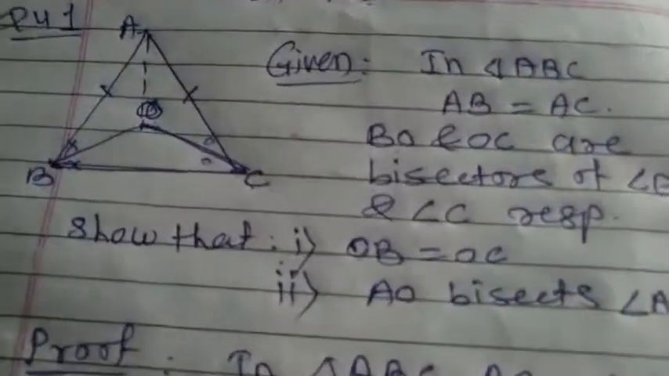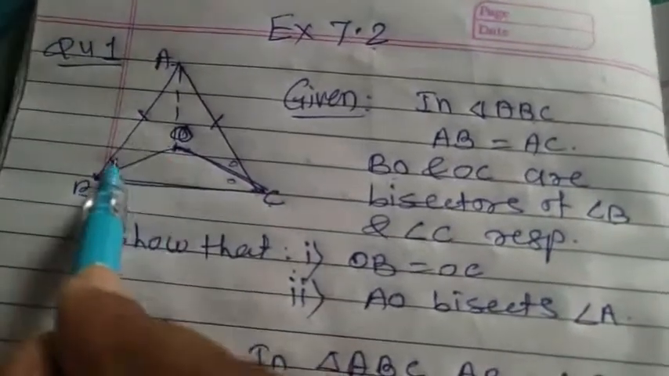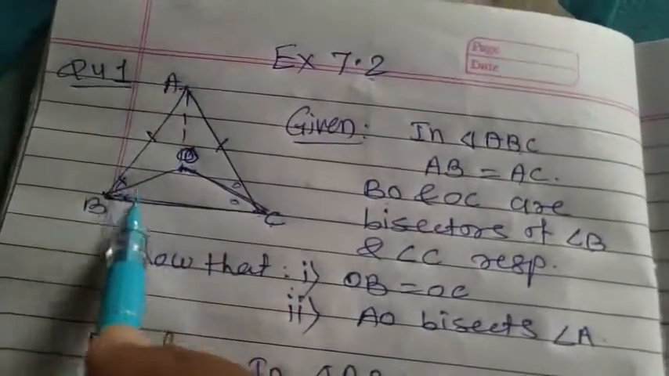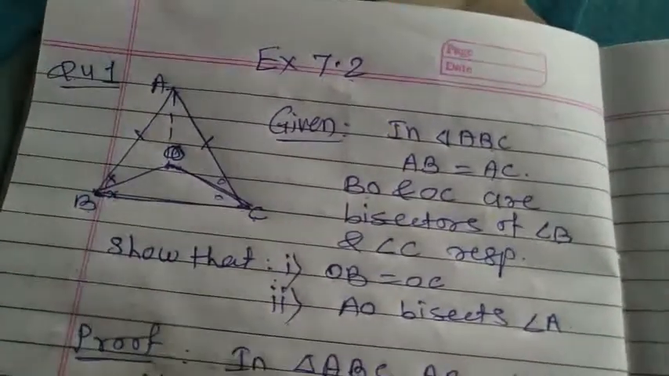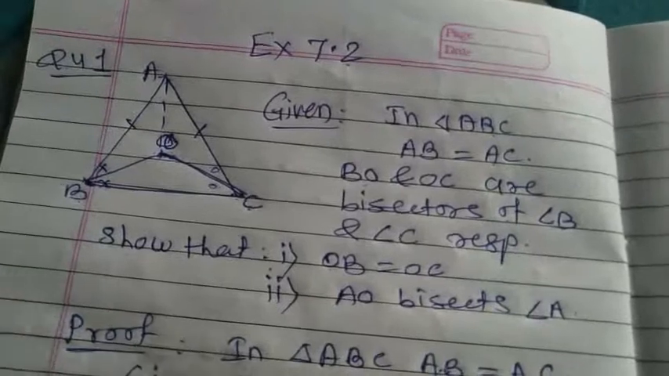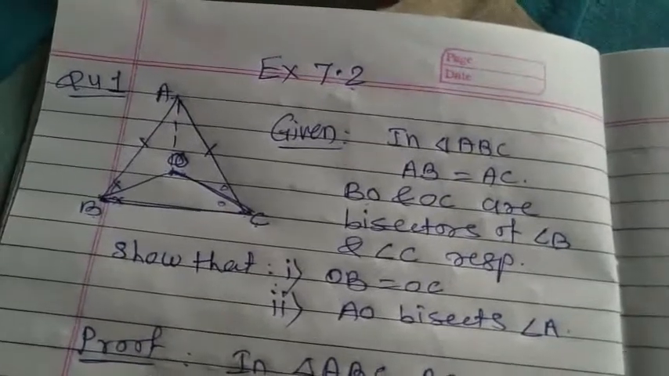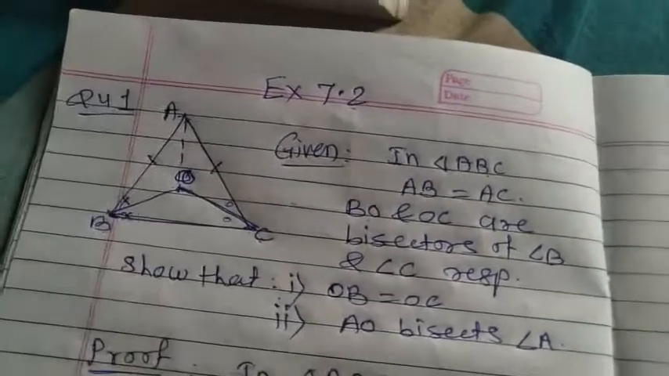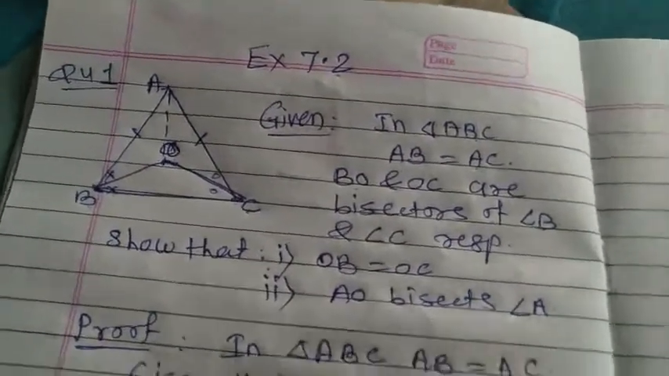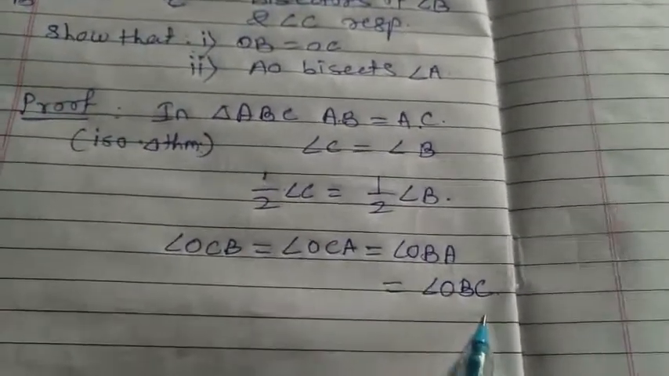From the figure, consider half of angle B. BO and OC are the bisectors, and if these are the bisectors, these two angles are equal. Means angle OBC and angle OBA are both half parts of angle B. And angle OCB is equal to angle OCA. These are the half parts of angle C, and the half parts of angle B are angle OBA equal to angle OBC. All four angles are equal. B and C are equal, so their half parts are also equal.